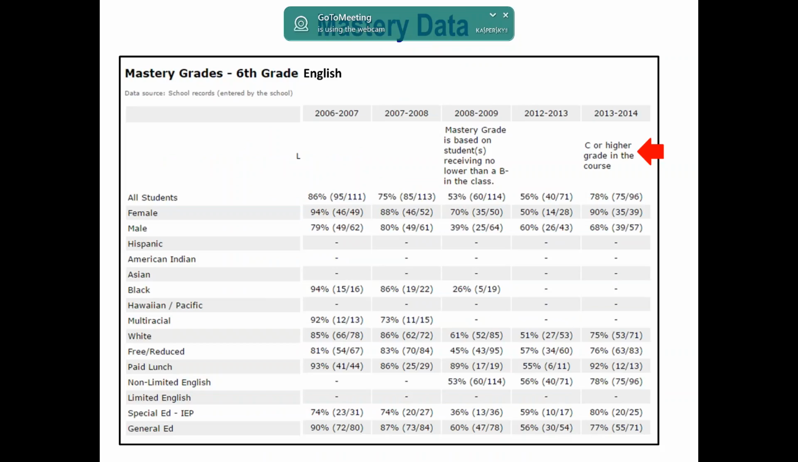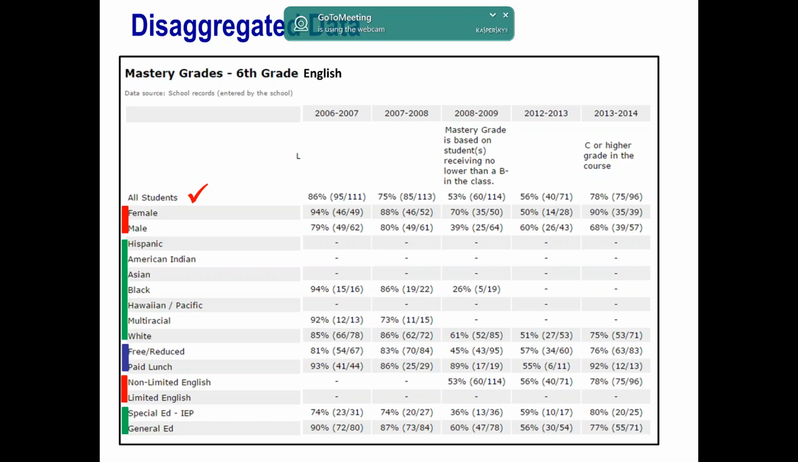Okay. I want to go back to the mastery data. This is what it looks like when you see that mastery data. At the top, your achievement data point person typed in here how your school defined the mastery grade. And then I also wanted on this slide to look at the disaggregated data. So this is how we report your disaggregated data. The first thing you're going to see is all students. Then there's the gender disaggregation. Then there's the race ethnicity disaggregation, the free and reduced lunch, the non-limited English and limited English speaking students, and then special ed or general ed.